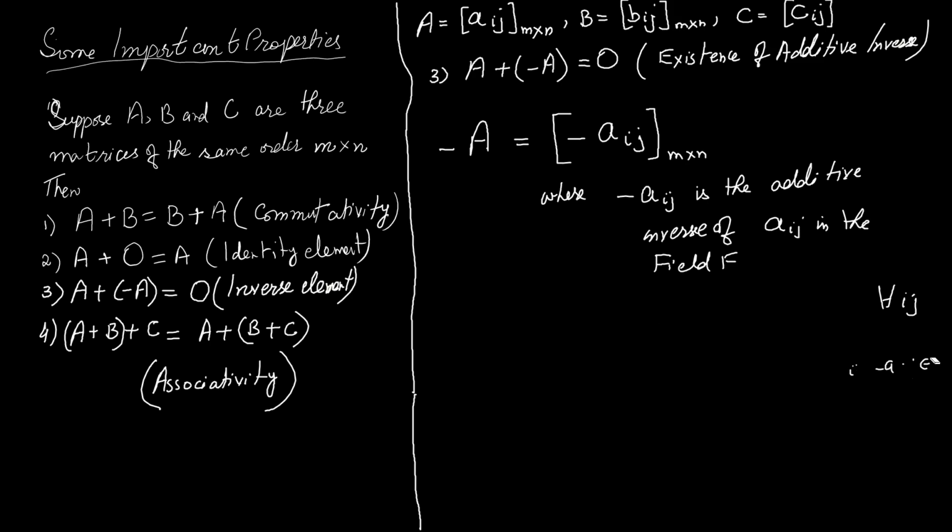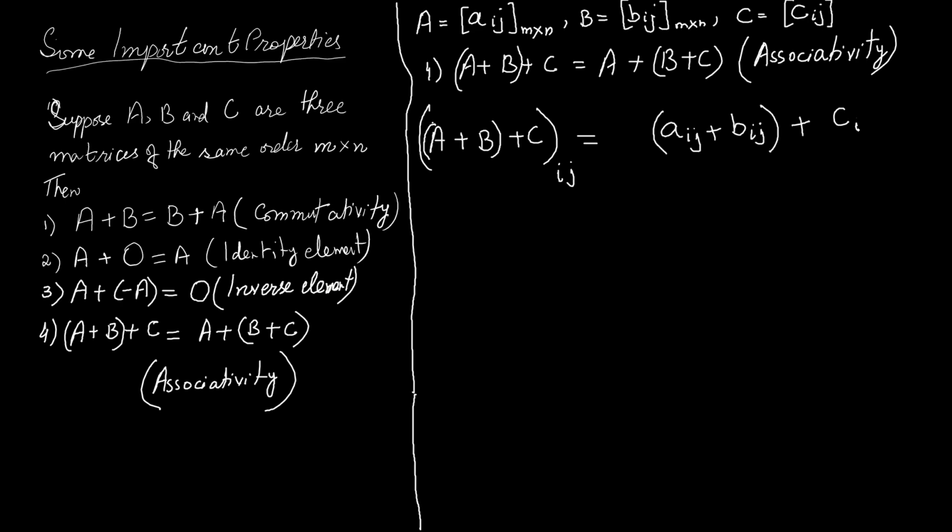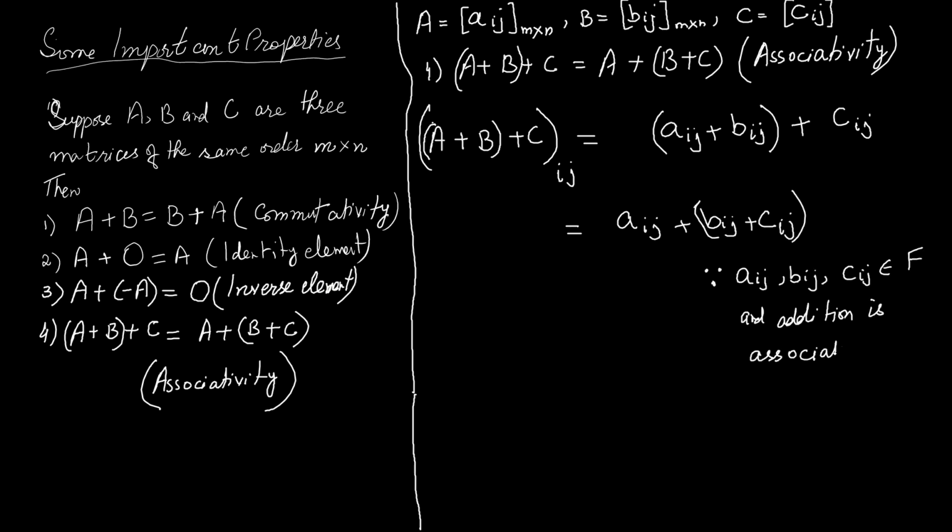Fourth and the last property, the associativity of the matrix addition. Again, we calculate the ith, jth entry of A plus B plus C, which is equal to Aij plus Bij, brackets, plus Cij. Using the associative property of the addition for field, we have Aij plus Bij plus Cij bracketed. From this we have our associative property for matrix addition.